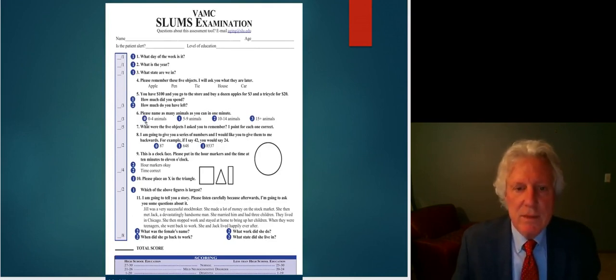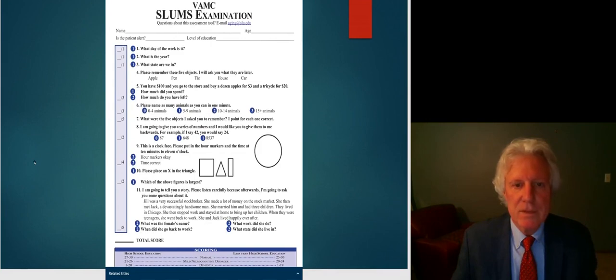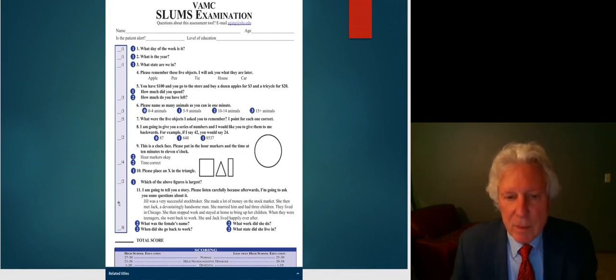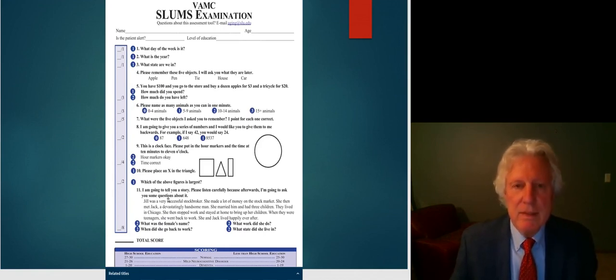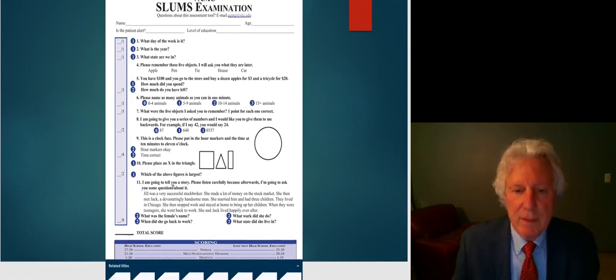So I mentioned the SLUMS Exam. This is the St. Louis University Mental Status Exam, and you can see the different elements here of questions that they ask. This does not take very long. I think the longest part is question 11 here, which is a short story about Jack and Jill who live in Chicago, and there are several questions associated with recitation of that story. So it's a 30-point scoring. I just want to point out that if you're less than high school educated, you get a little bit of a bonus point, so if you score lower, it's less representative of the cutoffs for cognitive impairment.